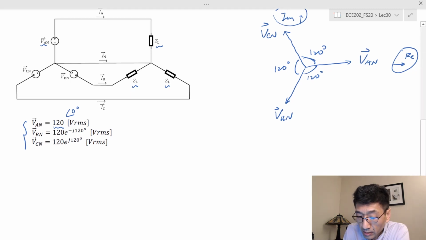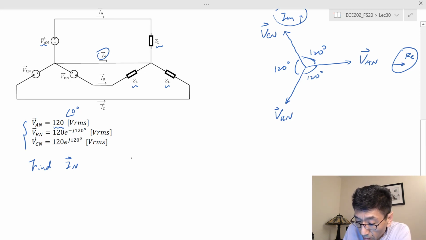And let's see, try to find the neutral current. Given here, we're trying to find I sub n. First we find I sub A, I sub B, and I sub C.